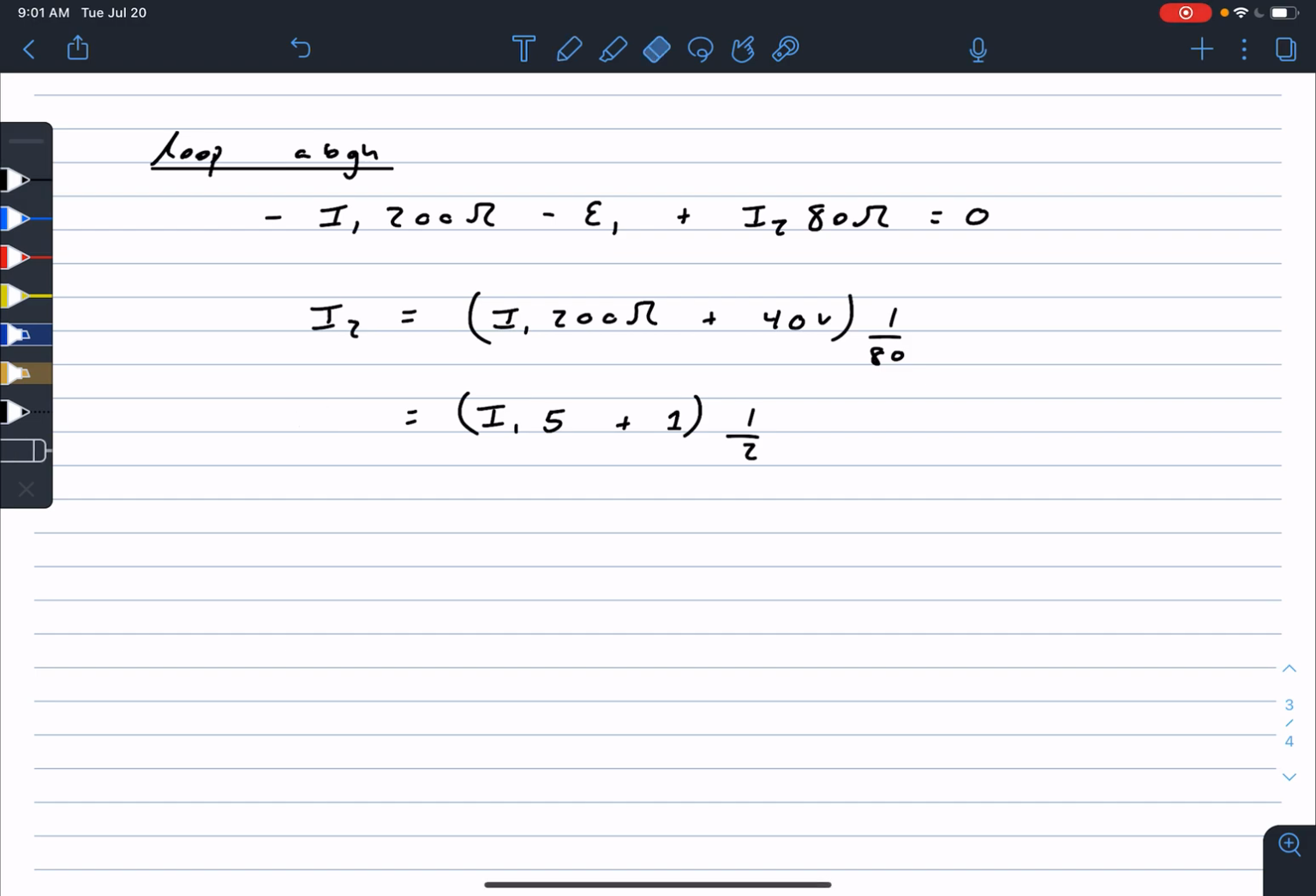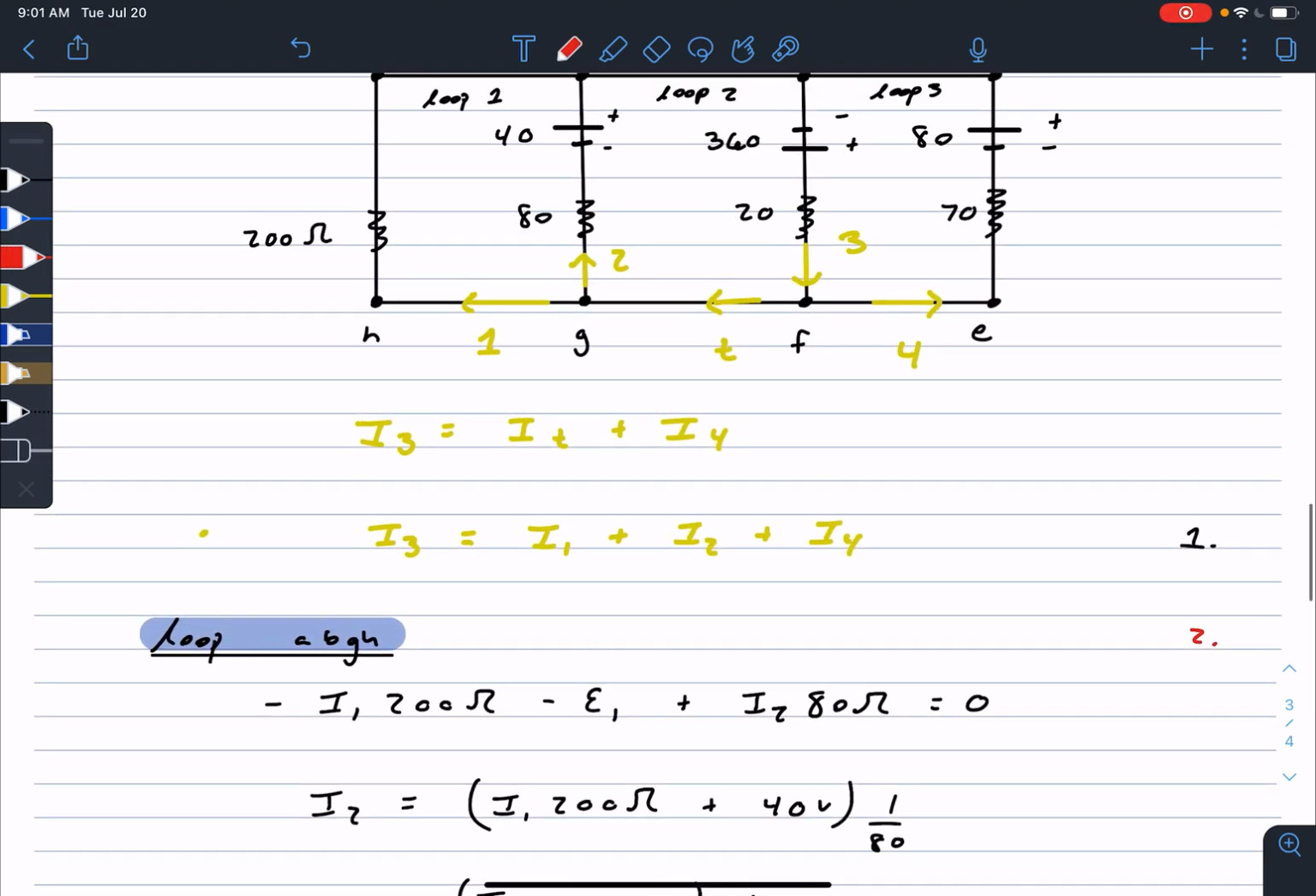So I'm going to rewrite it. Okay, good. So that's a great start. So now we have equation 2. Let's write this in red so we can keep track. That's equation 2. That's equation 1.